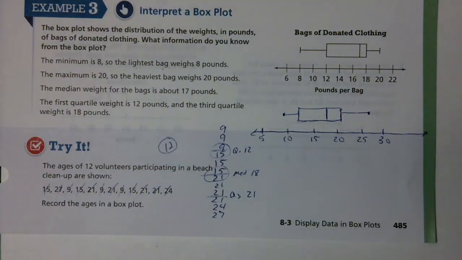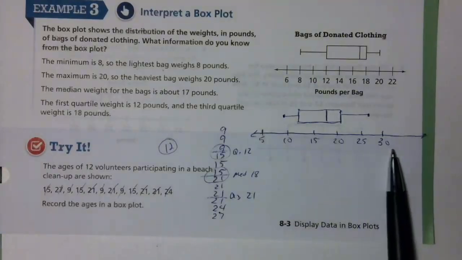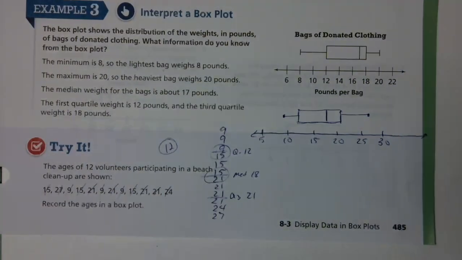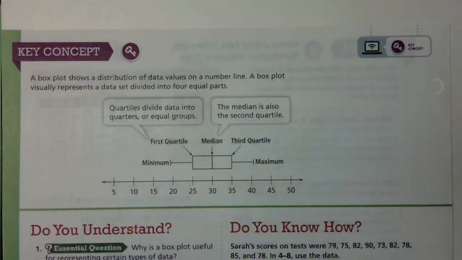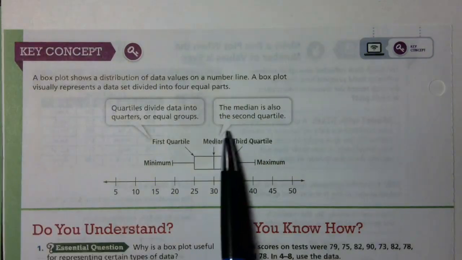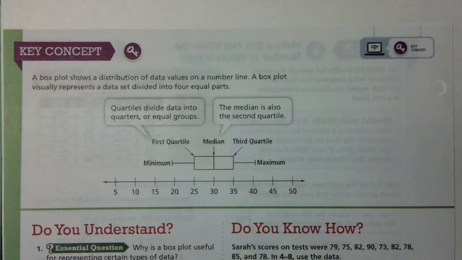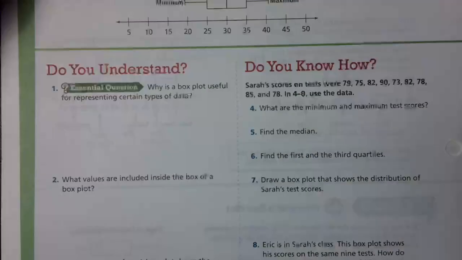All right. Make sure when you draw your number lines, you have all these numbers covered, you have it spread out enough, and you have equal increments on your number line. Key concept. There it is. 5-finger statistics. 1, 2, 3, 4, 5. All right. Do you understand?